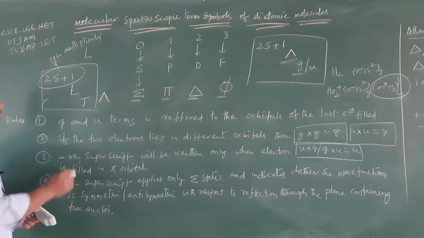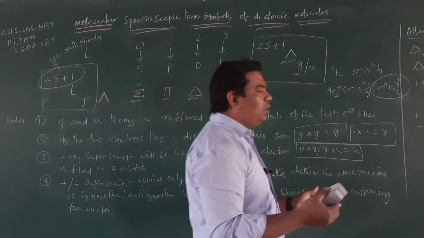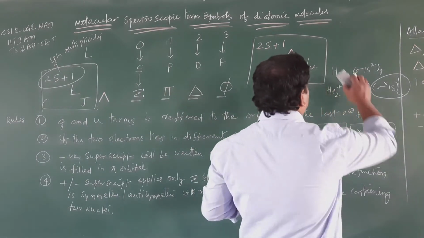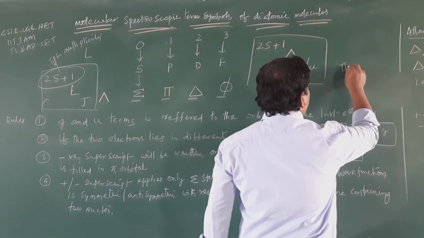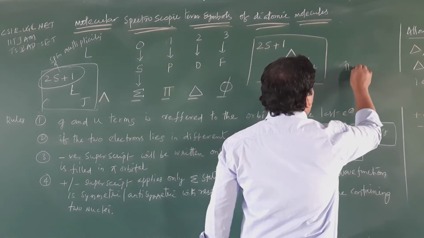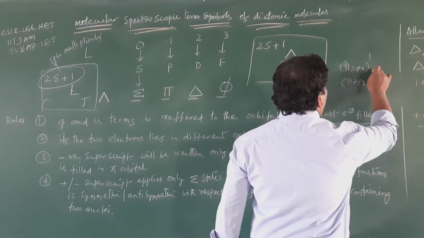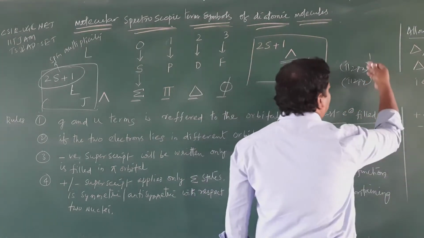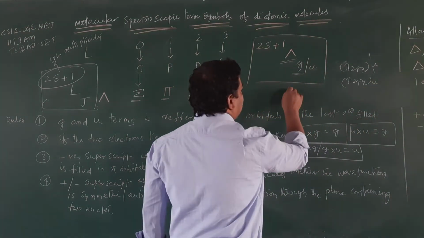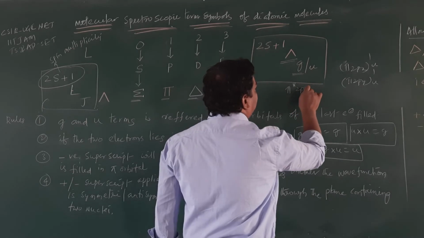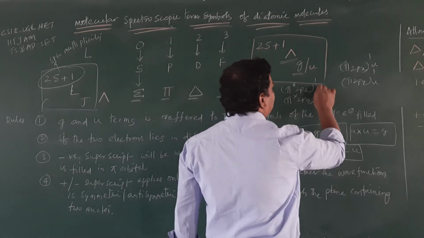Clear, right? The second rule is if the two electrons lie in different orbitals. For example, one electron in pi 2px and one in pi 2py, so pi 2px1 pi 2py1. Here the two electrons are ungerade. Or else, pi star 2px1 and pi star 2py1, where both are gerade.